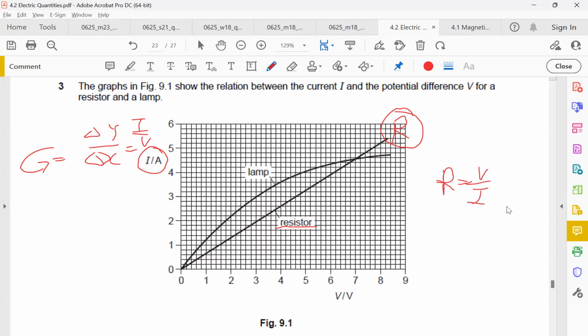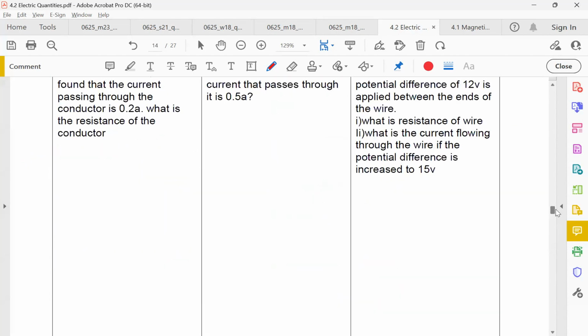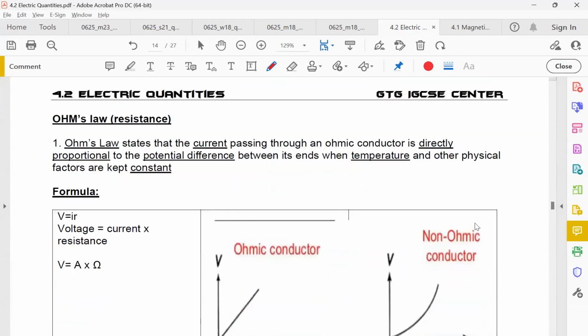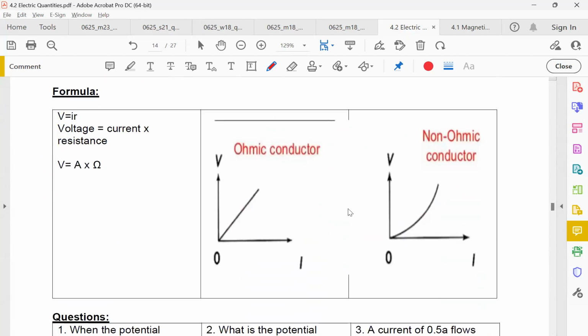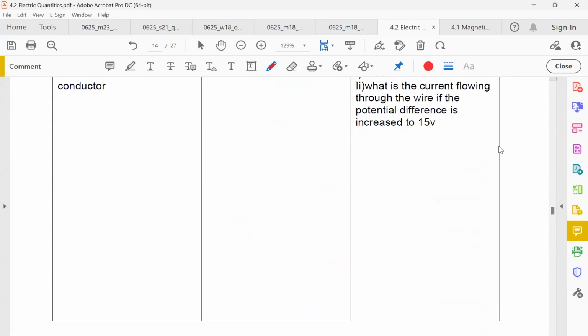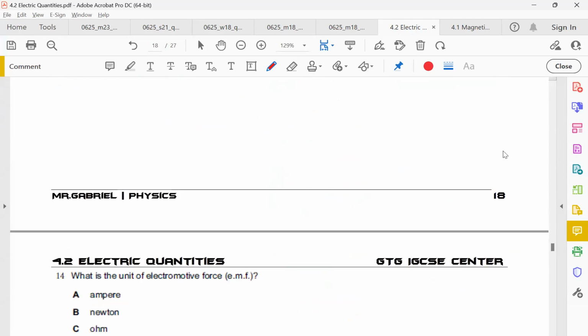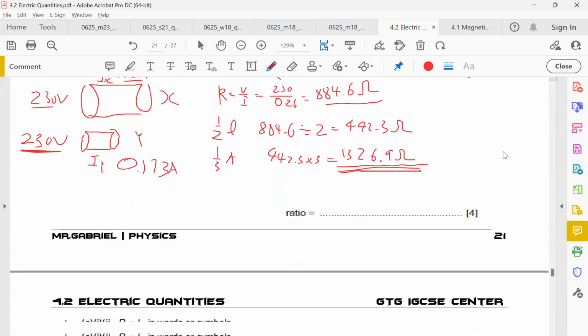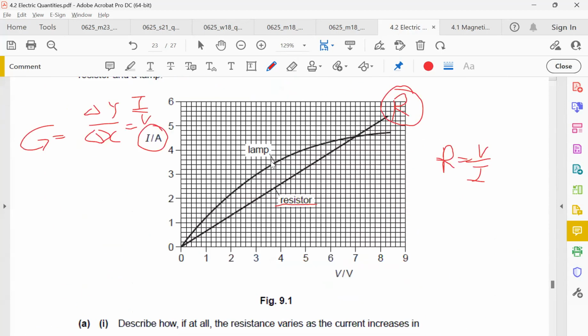So guys, let me tell you once again, when you look at the graphs, the one that I drew for you last week was a V versus I graph. Everyone, pay attention here. This is a V versus I graph. That's why when the gradient was increasing, the resistance is increasing. But this graph here is an I versus V graph. So the gradient is not the resistance.